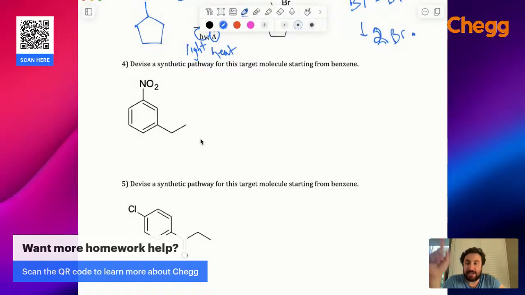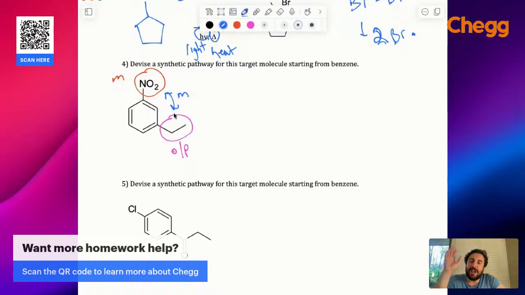It matters, right? Because these groups have directing behavior. Some of them are ortho-para directors, some of them are meta directors. So we'll get different products depending on what order we do them in. The nitro group is a meta director, and the ethyl group is an ortho-para director. Now, what is the spatial relationship of the groups? They are meta to one another. This is where they're two apart. Next to each other is ortho, two apart is meta, three apart is para. On opposite sides of the ring is para.